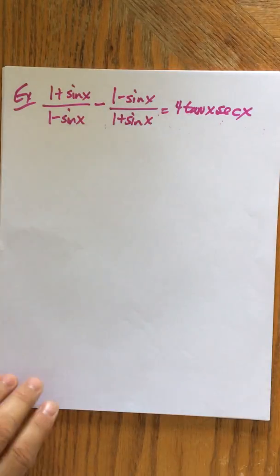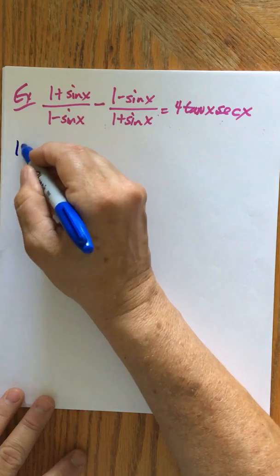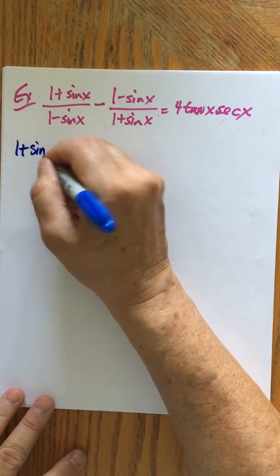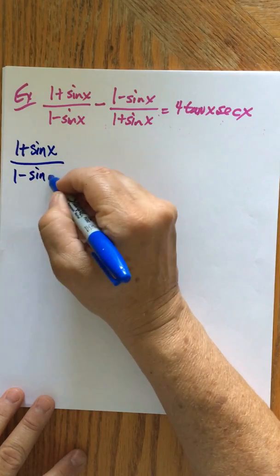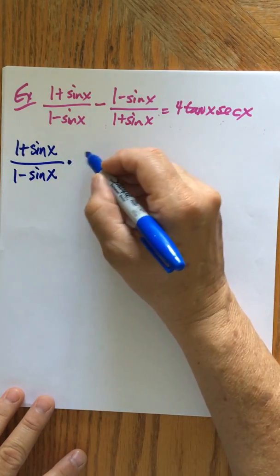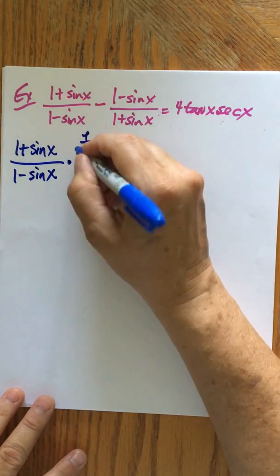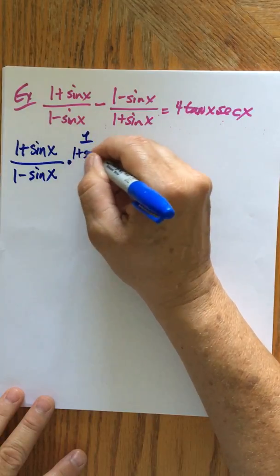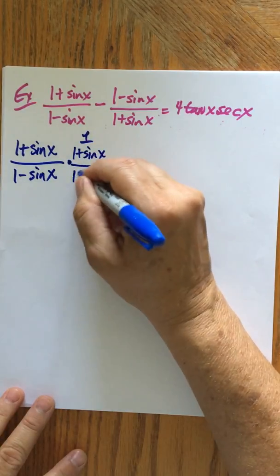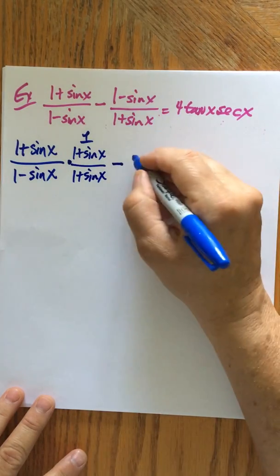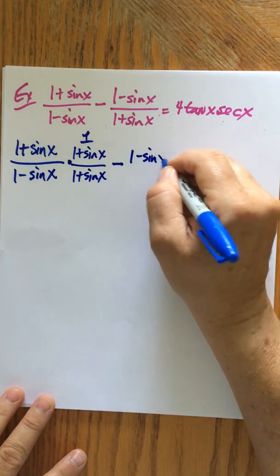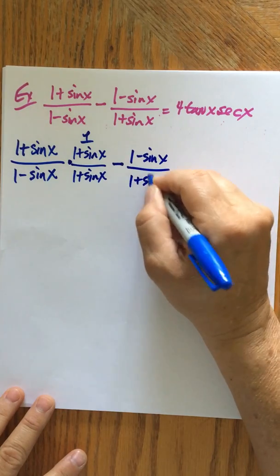So that's where I'm headed. I'm going to take each one of these and start setting them up to get that common denominator. 1 minus sine x, so I'm going to multiply by 1, but I'm going to do it in this form: 1 plus sine x over 1 plus sine x. And then here, minus, let me just write this down, 1 minus sine x over 1 plus sine x.